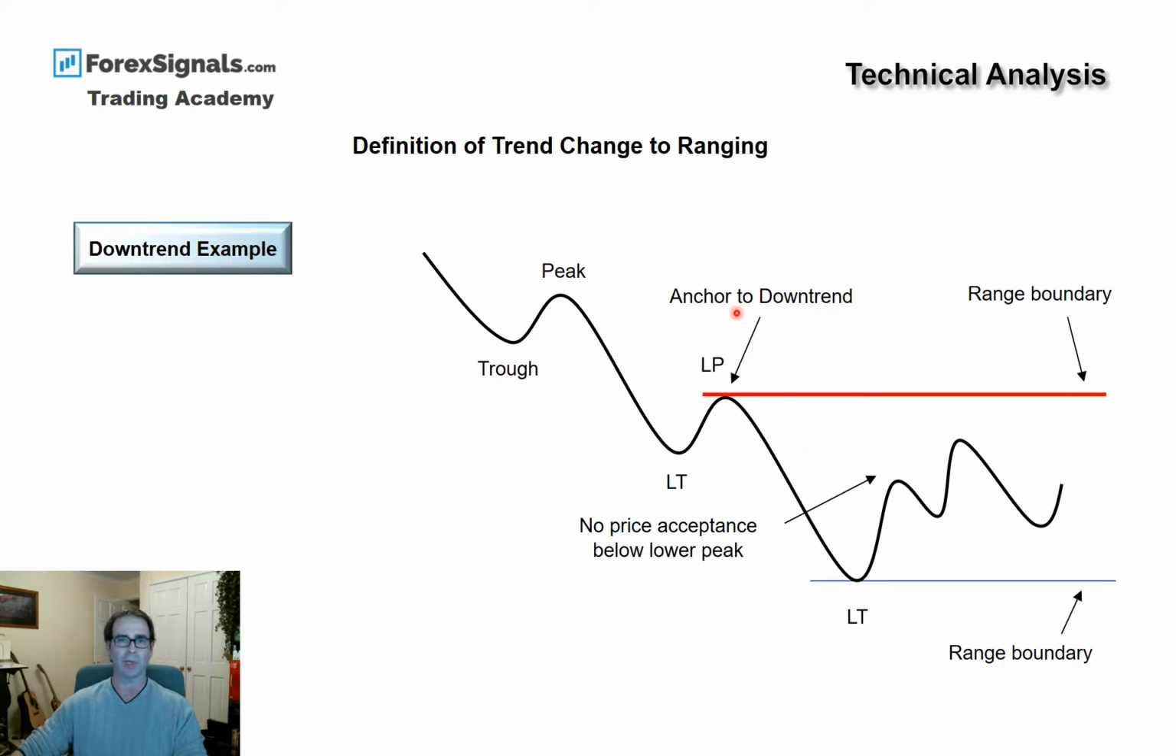Continuing our downtrend, we now have our anchor to the downtrend across here. Price pushes down, creates a lower trough. Now we have an attempted Dow theory change of trend, or we have our complex pullback, but price just continues within this structure, bounded by our range boundary, which is the anchor, and our range boundary, which is the low trough at the bottom. So in between here, price is to be considered as ranging behavior.